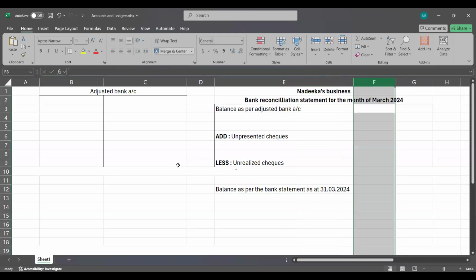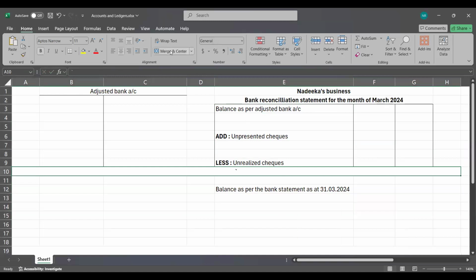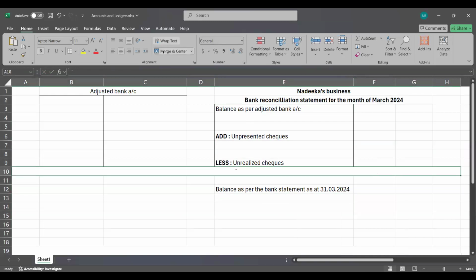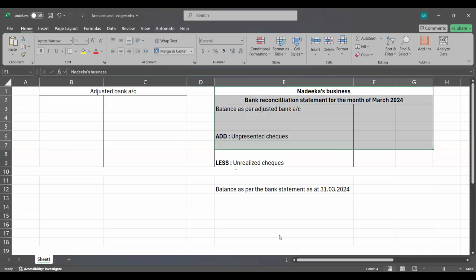Are we all good with the adjusted bank account and the bank reconciliation statement? Are we done drawing this, guys? Are we done with this? Are we all good with the format? Okay, so now it's time for us to record things. One moment, we're going to check what we have to record.